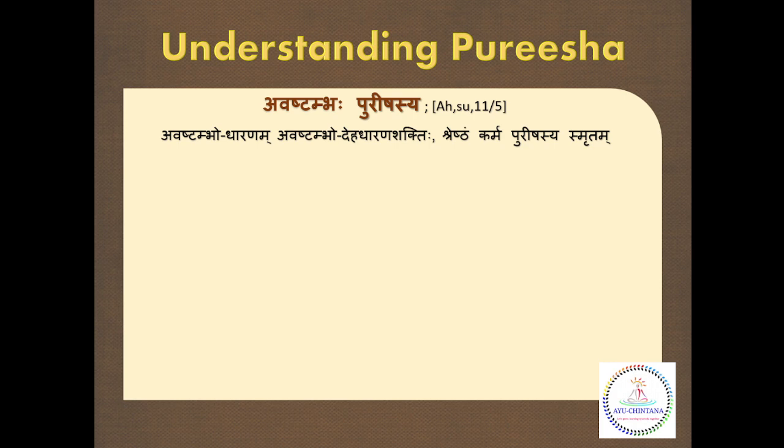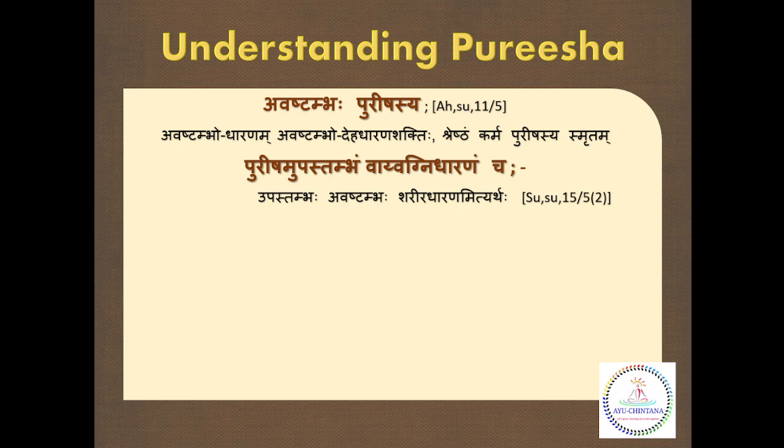Then one more reference is from Sushruta, Sushruta Sutra Sthana 15th chapter, 5th shloka. Purisham upastambham vaivagni dharanam cha. So it is giving still more, one step higher clarity on the topic of Purisha. It is not just Avashtambha, it causes the Avashtambha of the Sharira, plus it does Vayu Agni Dharanam. So it is not just the Sharira Dharana, the components of the Sharira, namely the Vayu and Agni, are getting stability because of the Purisha. Right? So this is one of the major utmost functions of Purisha.